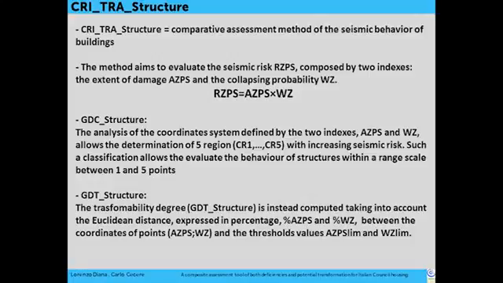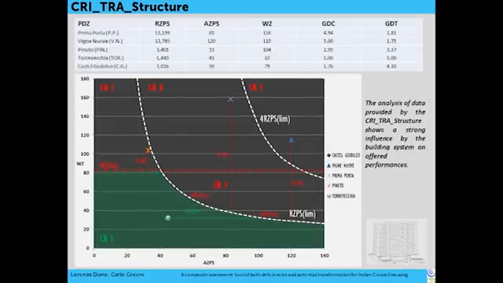The transformability degree, GDT structure, is instead computed taking into account the distance between the coordinates point and the threshold values. The analysis of data provided by the CRITRA structure shows a strong influence of the building system on the offered performances. Vigne Nuove and Prima Porta present a particularly high value of GDC due to the inadequacy of reinforced concrete skeleton construction, which enhances collapsing probability. Other case studies are characterized by a reinforced concrete bearing wall system that guarantees a good seismic response.